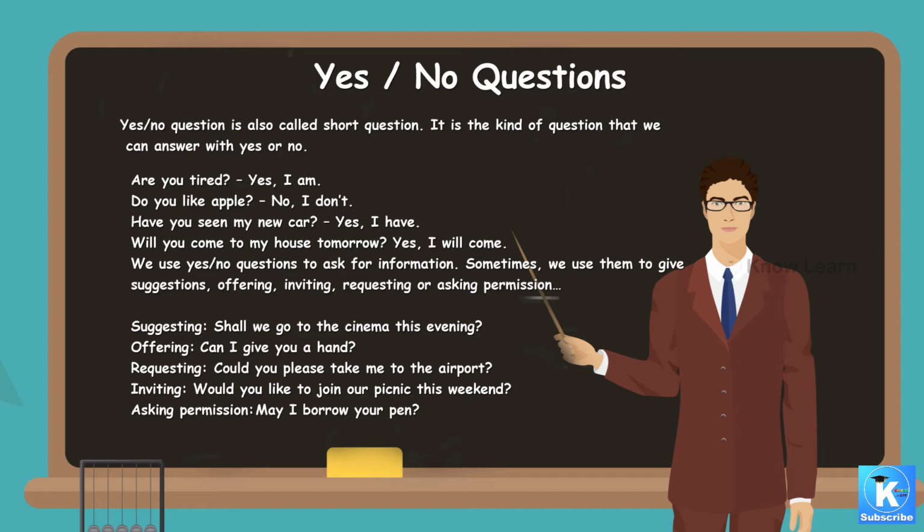Sometimes, we use them to give suggestions, offering, inviting, requesting or asking permission. Suggesting, shall we go to the cinema this evening? Offering, can I give you a hand? Requesting, could you please take me to the airport? Inviting, would you like to join our picnic this weekend? Asking permission, may I borrow your pen?